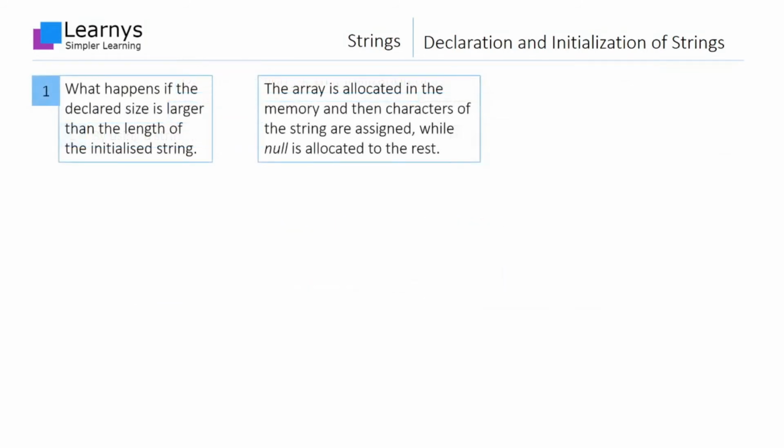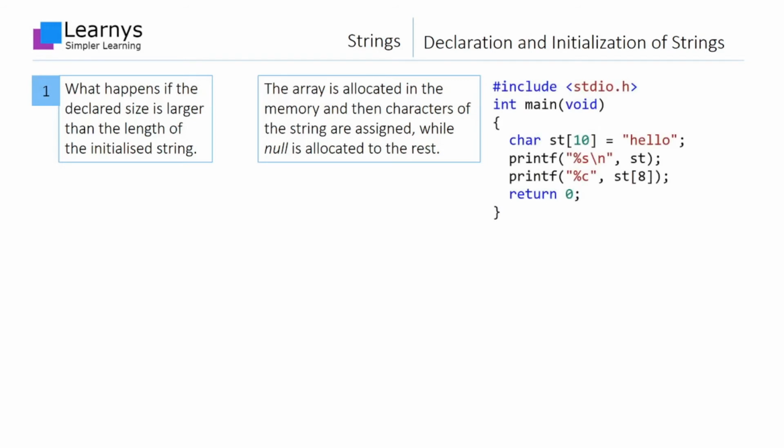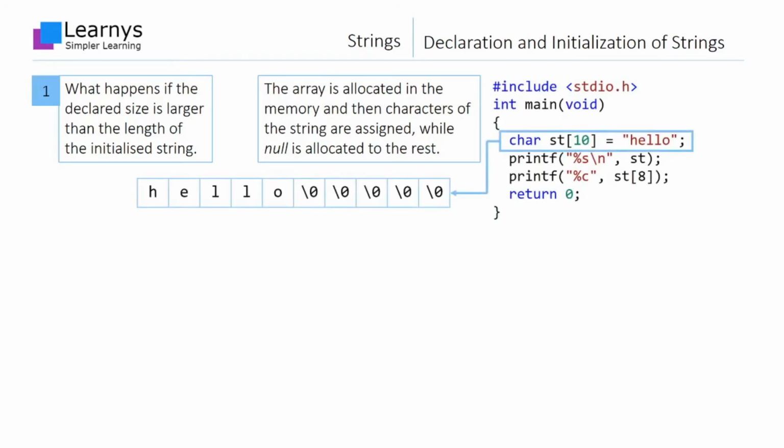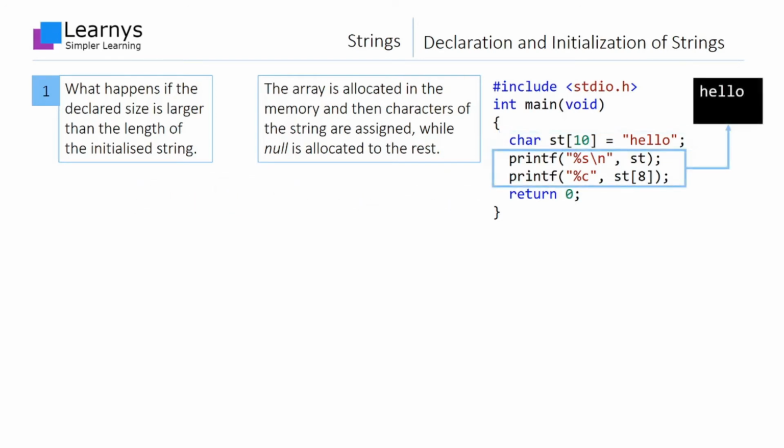In the first case, the array is allocated in the memory and then the characters of the string are assigned, while null is allocated to the rest. Consider the following example. The compiler creates a character array of size 10, stores the characters of hello in the first 5 positions and will fill the remaining positions with null. Watch the output of the two print statements. They will print hello and the null character respectively. The latter will not be visible on the screen.